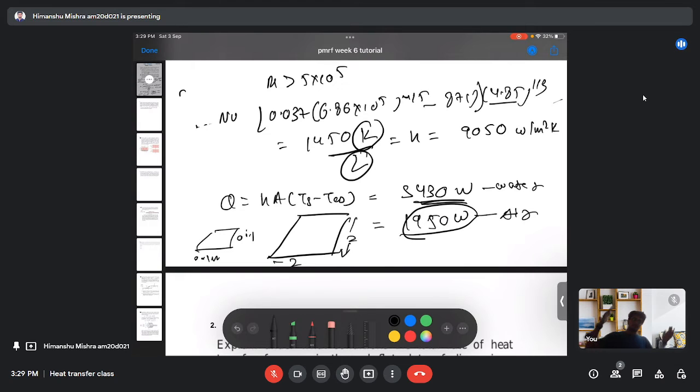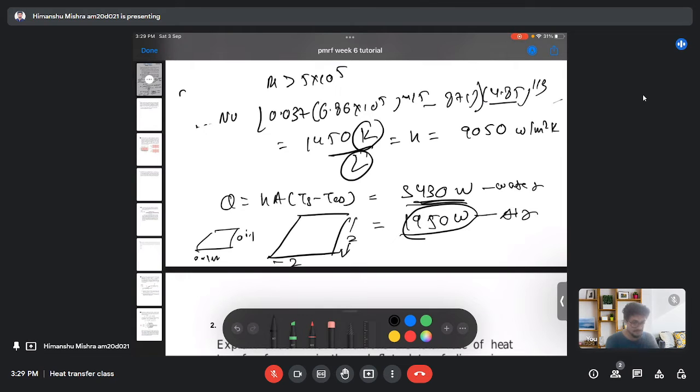So even though the plate is much bigger for the air case, and for the water case the geometry of the plate is much smaller, we can see that still the heat transfer rate in case of water is much higher than the air. It's almost 4.5 times higher than that of air.